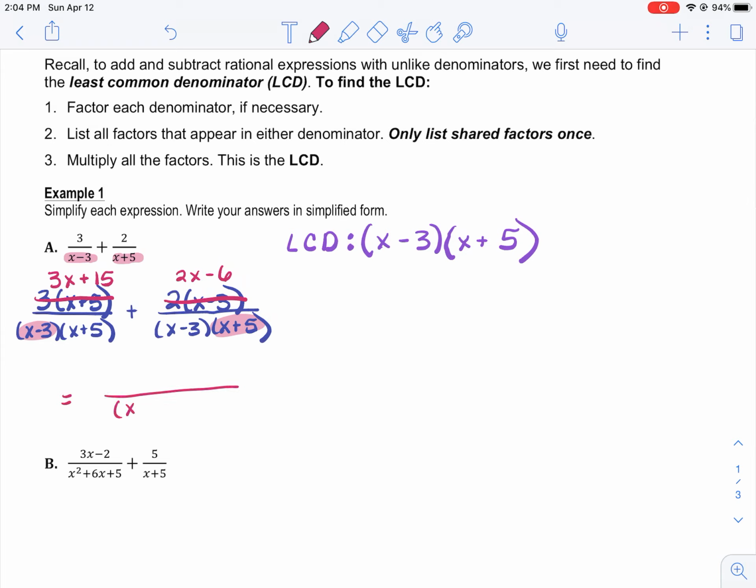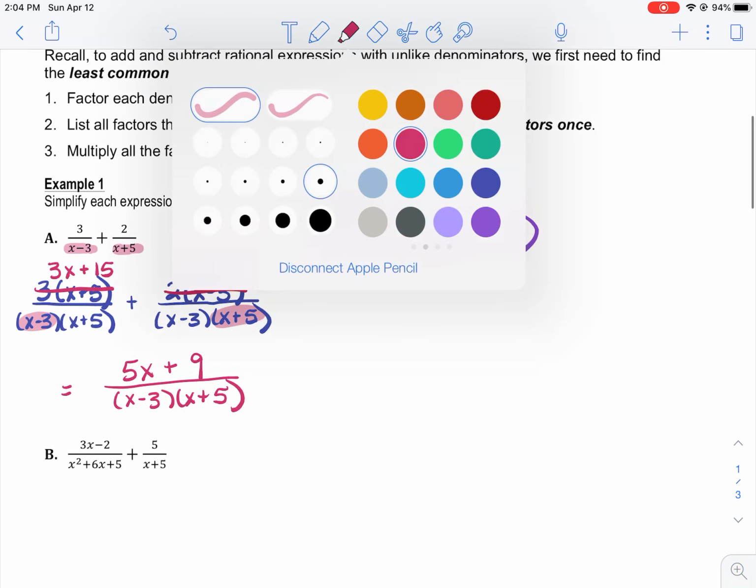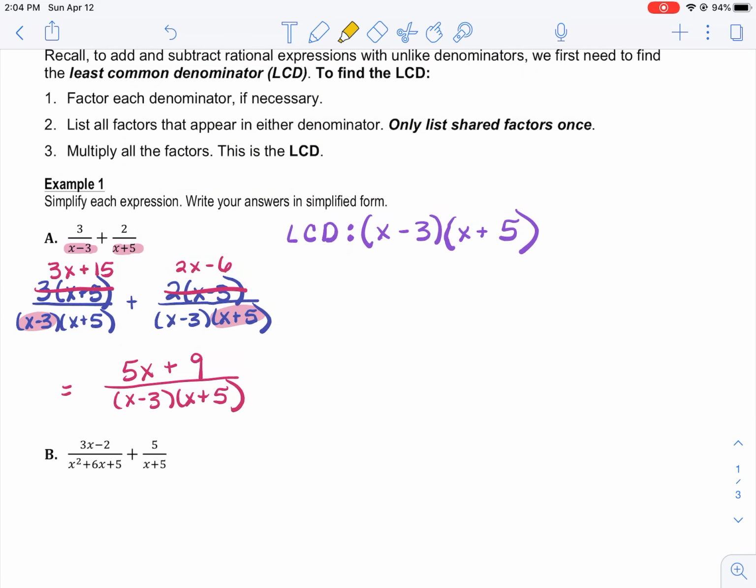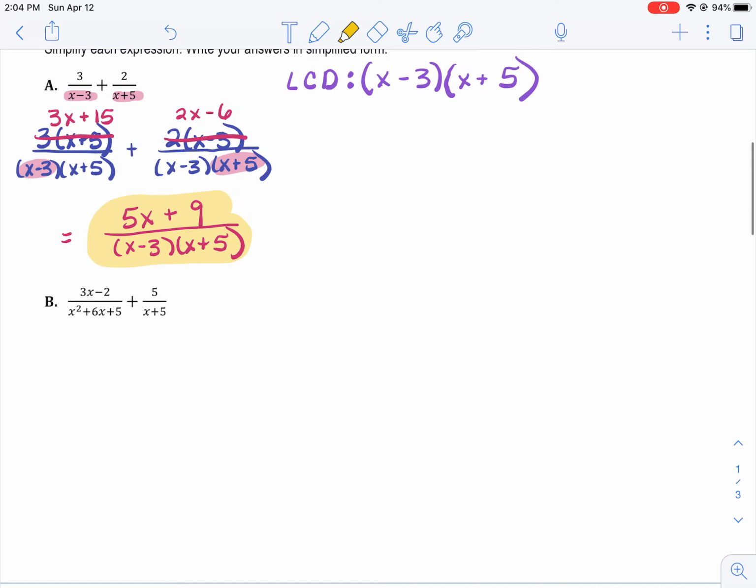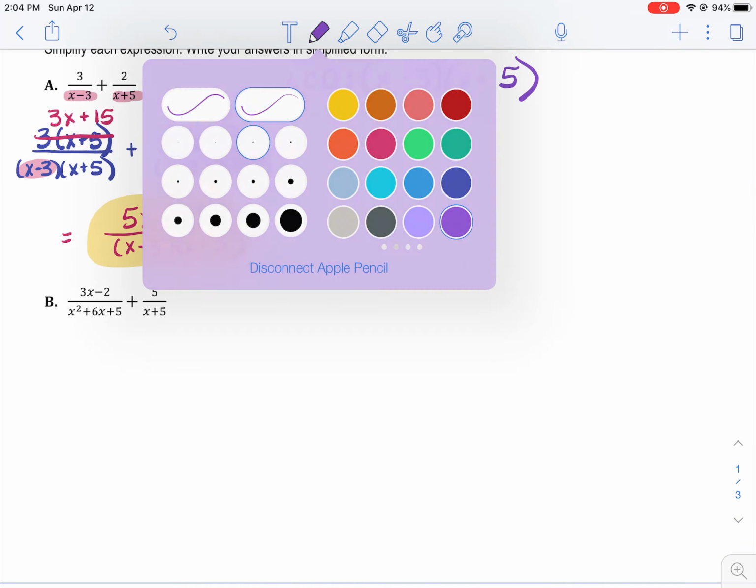Okay, I have a common denominator of x minus 3 times x plus 5. And now on the top, I have 3x plus 2x is 5x, and 15 plus negative 6 is positive 9. And so the answer is 5x plus 9 over x minus 3 times x plus 5. Okay, so there's a little bit more work up in the front where you have to find that common denominator. All right, let's try another one.